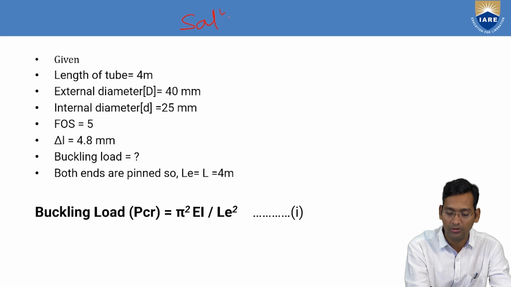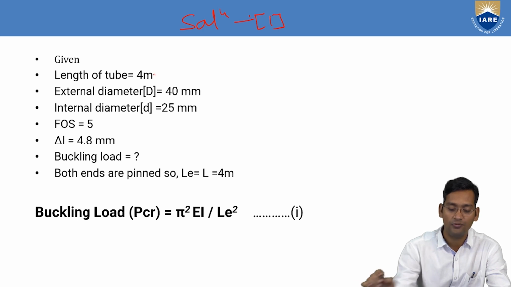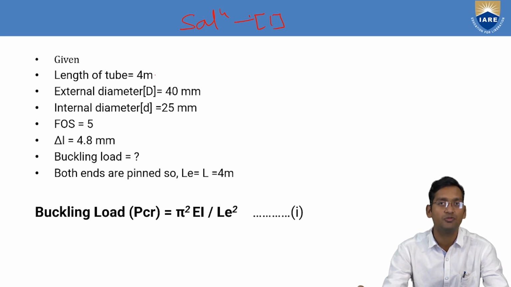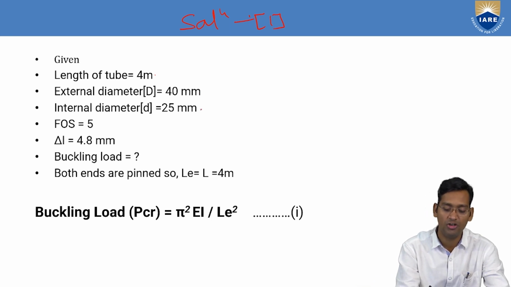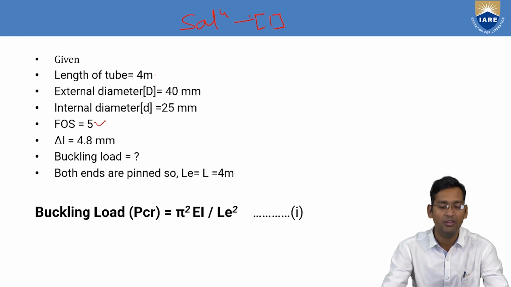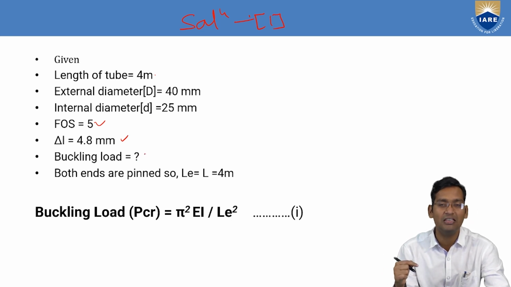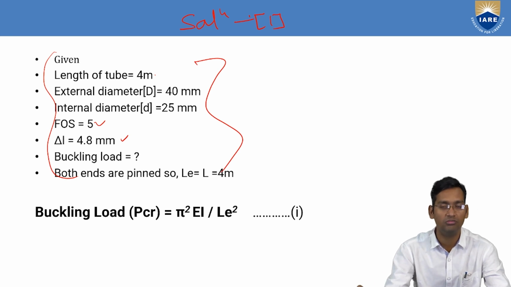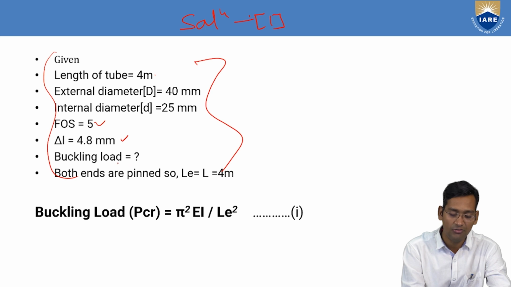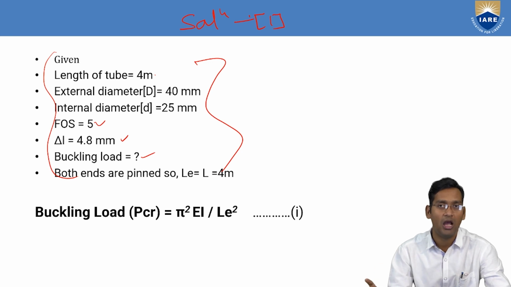So now the solution. So just see what is given. Length of the tube as 4 meter, external diameter as 40 mm, internal diameter as 25 mm. So just see capital D 40 mm, small d 25 mm, factor of safety as 5, delta L 4.8 mm, and that buckling load. So I already told whatever is given or what you have to find. Now just see, after seeing this, no need to read the question again, or you just go to the previous slide. So directly we can find from here what is required, and with that what we can find or which formula we have to apply.